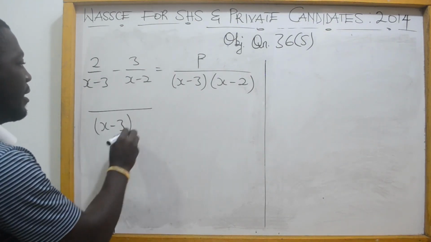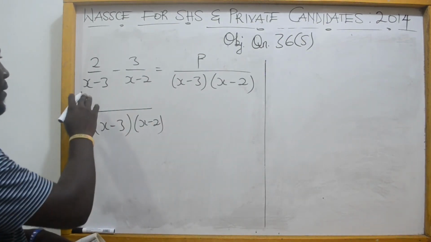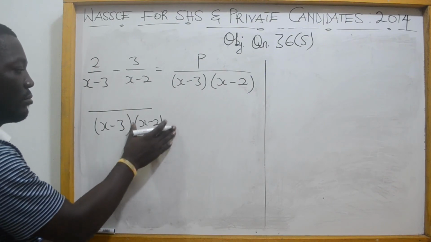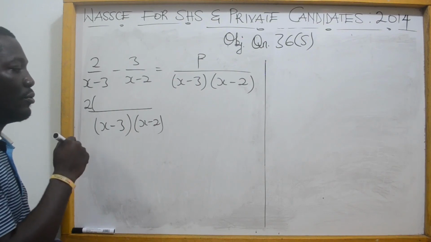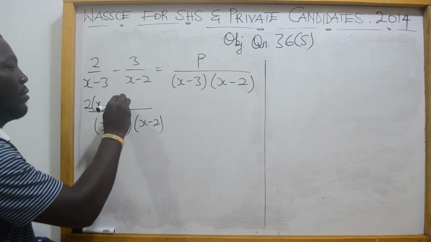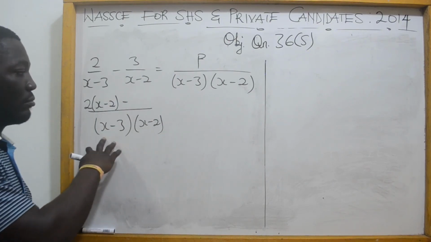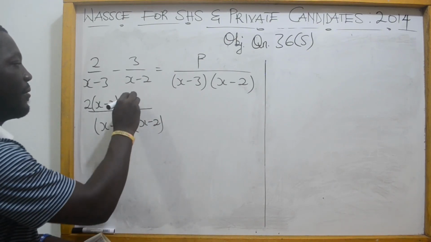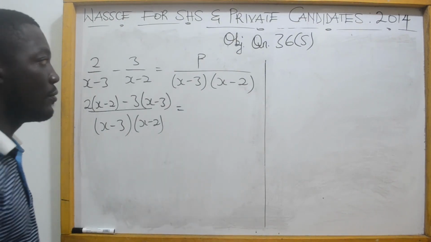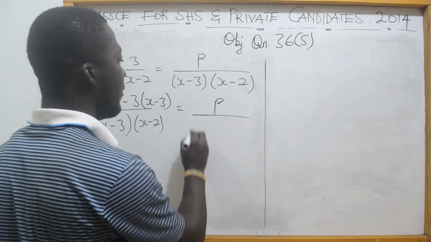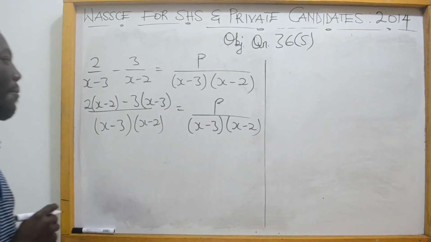simplification here. x minus 3, x minus 2 as the least common denominator for these two terms. x minus 3 into the denominator here is x minus 2. Already we have 2 there. So 2 will multiply x minus 2 minus, then x minus 2 into the denominator will be 3 into bracket x minus 3, which is equal to the expression at the right hand side, p over x minus 3, x minus 2.